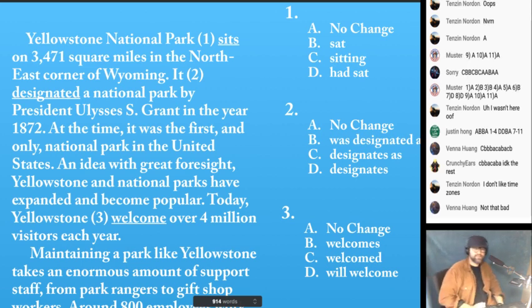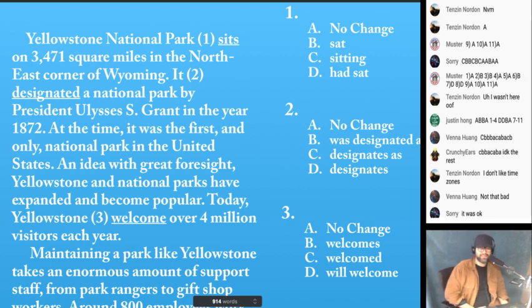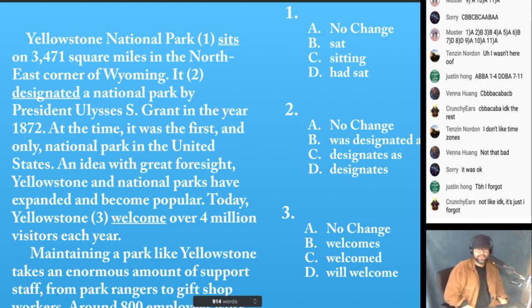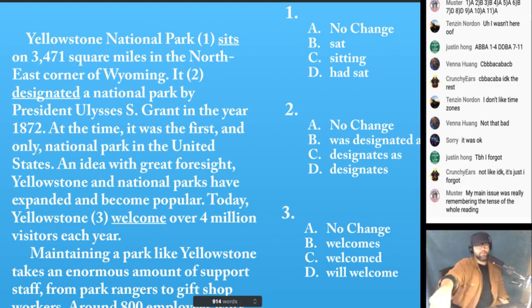You don't like time zones? Not that bad. Okay, what do you mean you don't like time zones? It was okay. Oh, you forgot. That's okay. It's just, I forgot. Oh, right. Yeah, that's fine. Maybe we'll go over it and you'll remember it. Okay, well, cool. Thanks for the feedback, guy.